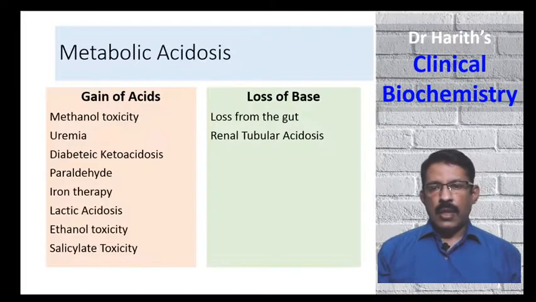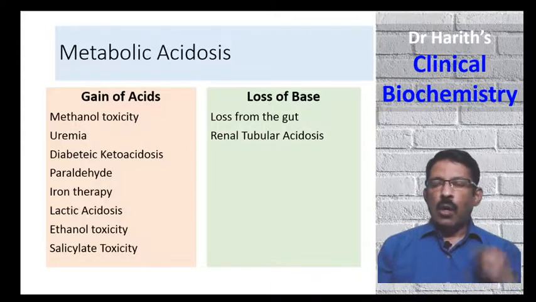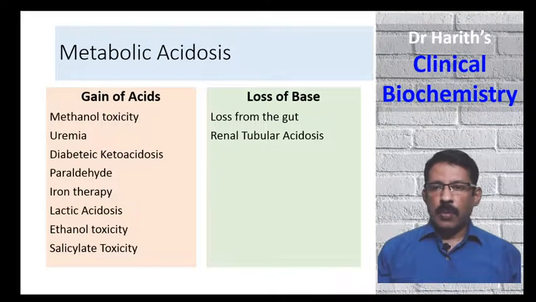Metabolic acidosis can occur because of gain in acids or loss in base. There are a lot of acids which can be produced during the metabolic processes, as in methanol intoxication, uremia, diabetic ketoacidosis, where the ketone bodies are there, paraldehyde poisoning, iron therapy, lactic acidosis, ethanol toxicity, salicylates. All these result in gain in acids in the body.